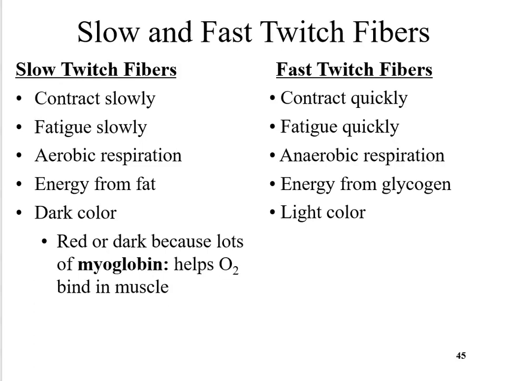Fast twitch fibers contract quickly and fatigue quickly. They rely on anaerobic respiration, much quicker than aerobic, and don't need to spend time supplying the cell with oxygen. No time for that. Energy comes from glycogen, which is much quicker to break down into glucose. Fast twitch fibers do not have as much myoglobin or as many mitochondria or as extensive of a blood supply, so they appear lighter in color and would be the white meat of a chicken.